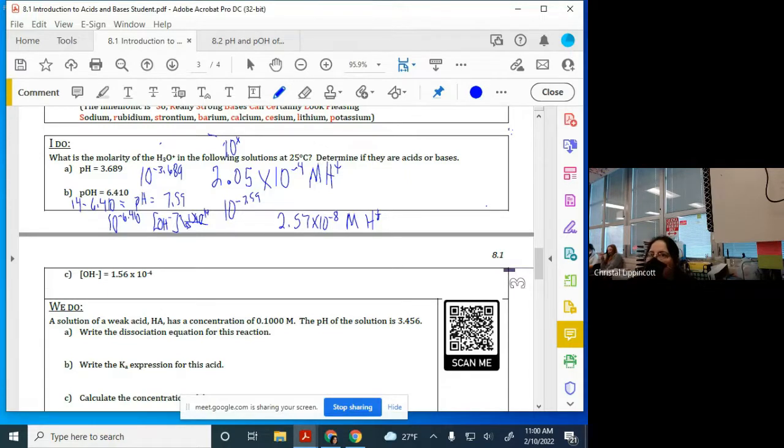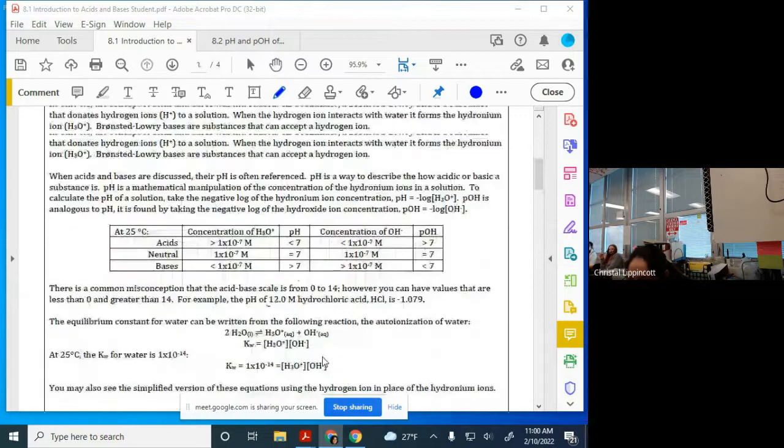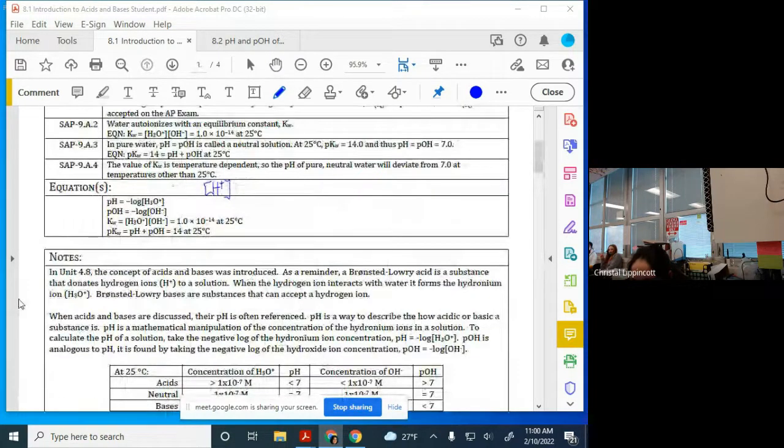Wait, what's the way to do it that's not the minus 14? So why did you subtract that from 14? Because 14 is the highest pH? No. Well, remember up here we talked, okay? Remember that pH plus pOH equals 14. So if you know pOH, you can subtract it from 14, and that's going to give you your pH.